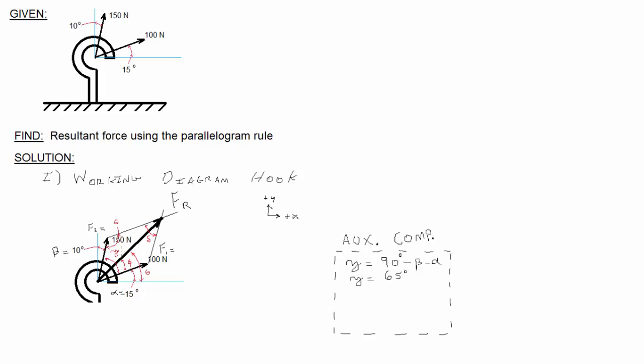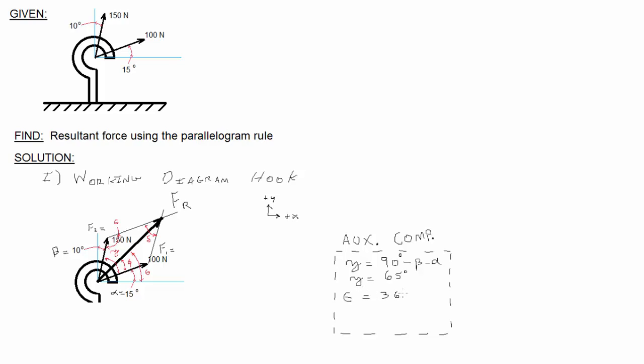Now, I will also need to figure out what this epsilon angle is. Epsilon is the angle between F2 and F1's projection. It's also the angle between F1 and F2's projection. They're the same on both sides because it is a parallelogram. And from our geometry rules, we can learn that there are 360 degrees inside of a parallelogram.